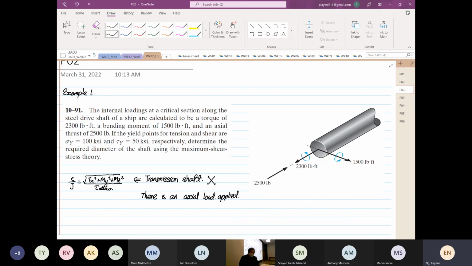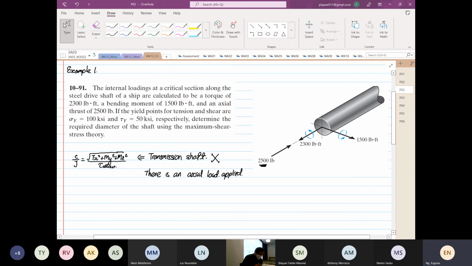Okay, so you can see over here we have 2,500 pounds of axial load. Okay, now, before we start on the problem, what we know is this face over here, right? This face over here, I'm shading in red. Okay, it is the face where failure will occur.